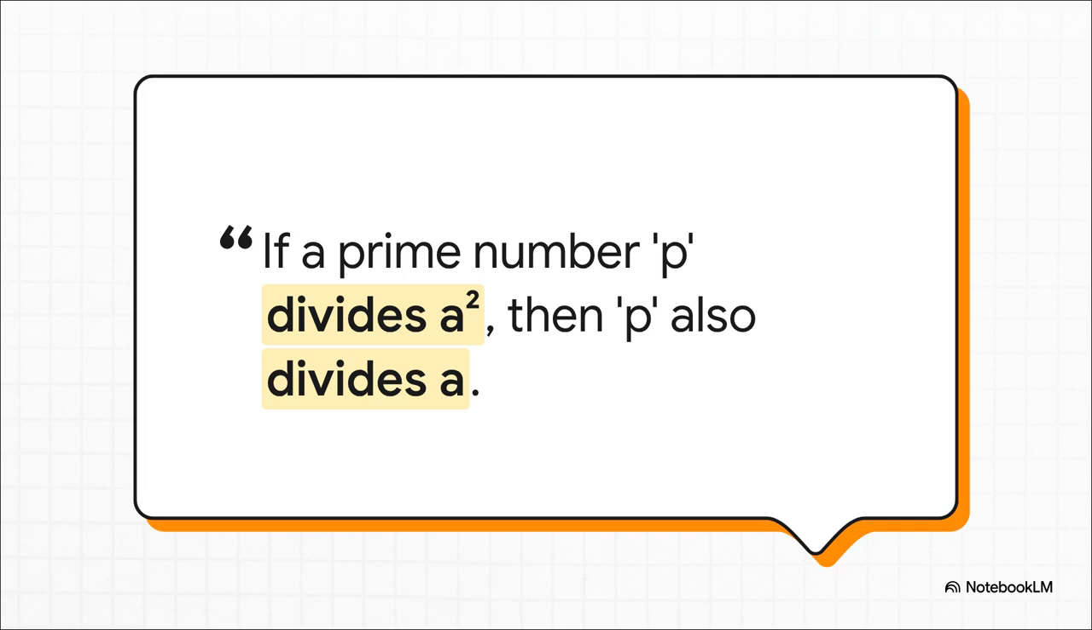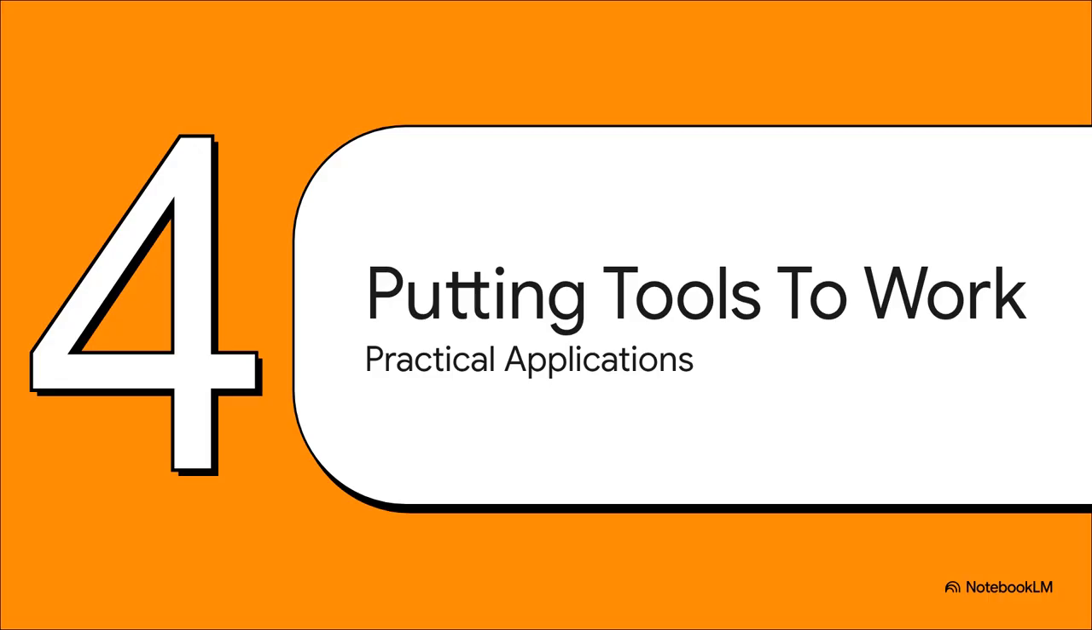And 36 is just 6 squared. So this rule guarantees that 3 must also divide 6, and it does. This little rule is an absolute secret weapon that mathematicians use to prove that a number is irrational. Okay, so we've got these awesome, powerful tools in our belt, but they're not just museum pieces, right? They're meant to be used. So let's see how we can put them to work to solve some classic math problems.